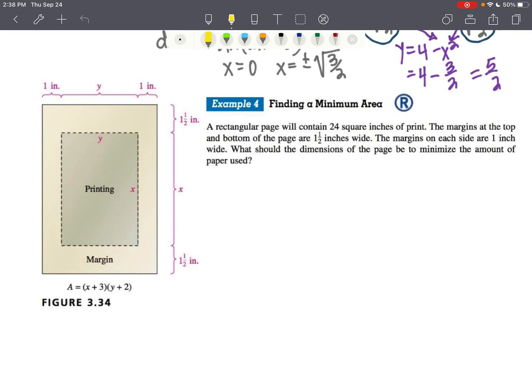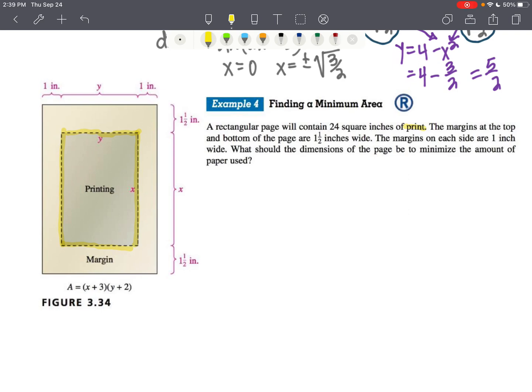We know that area of a rectangle is length times width. We want to find the minimum area. And the minimum area that we want to find is, let's read the problem and see. Do we want the whole picture? Do we want with the margins, without the margins? A rectangular page will contain 24 square inches of print. So the print is going to be this part right here. So that means that x times y is equal to 24.